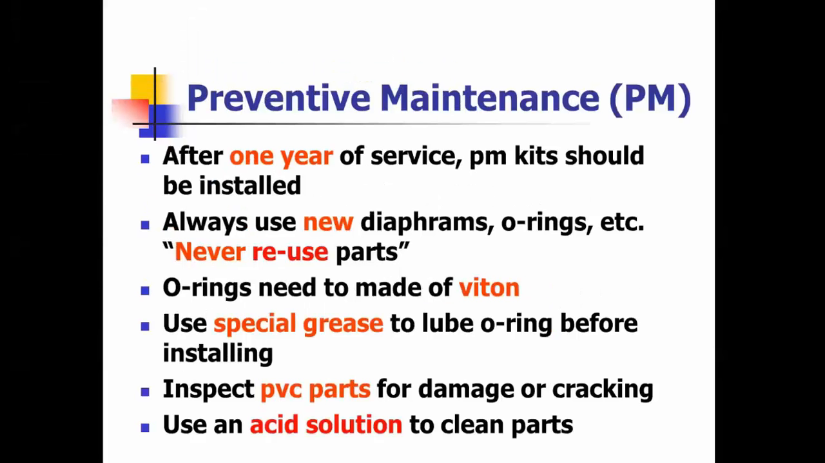Okay, preventive maintenance. After 1 year of service, your preventive maintenance kit should be installed. Always use new diaphragms. O-rings, never reuse parts. The O-rings need to be made out of Viton. If you use a Buna-type rubber, it will turn to paste. Chlorine will do that. You want to use a special grease to lube the rings because they're easier to pull your parts apart and they're easy to remove if you use this special grease. Don't use just any grease. They make a special grease for putting those O-rings in. Always inspect the PVC parts for cracking or damage. And again, you use an acid solution to clean your pump parts.